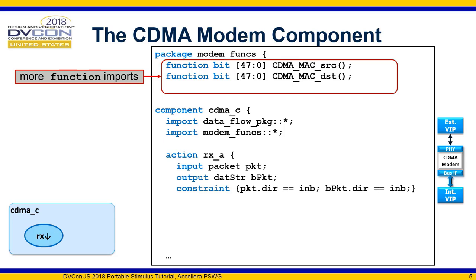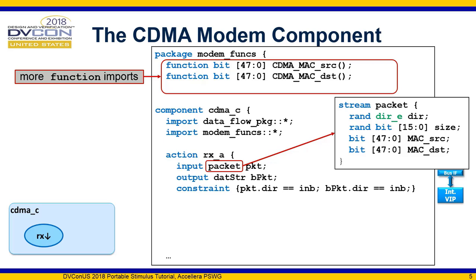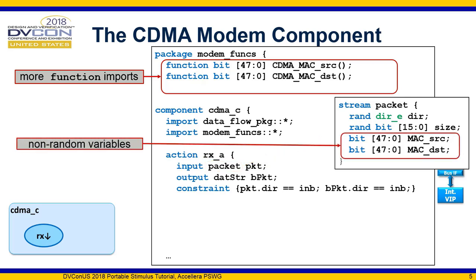Okay, here are the important parts. The packet is marked as a stream. That's what tells the tool that when one item is outputting a packet, another action that's trying to input that packet must run at the same time. And then for our purposes, what's important is that it has these two addresses, a source address and a destination address, and they're not random variables. They're not marked as random.